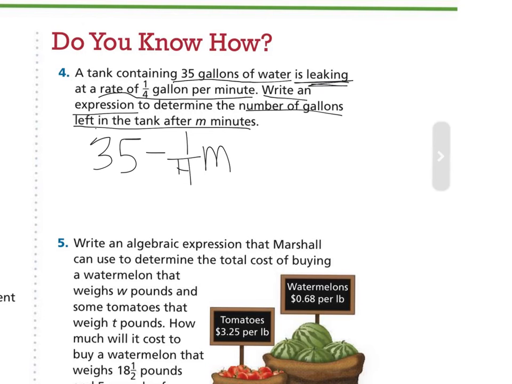Another option, you could write this as a decimal. You could say 35 minus 25 hundredths times M. 1/4 is the same as 25 hundredths. So either one of those would be okay. And they're only asking us to write the expression there. They're not asking us to solve anything.